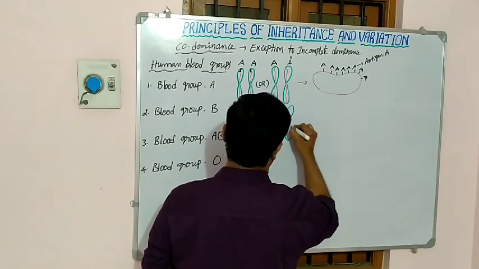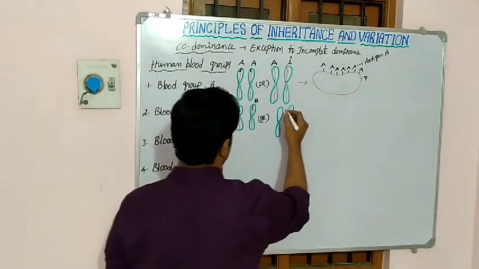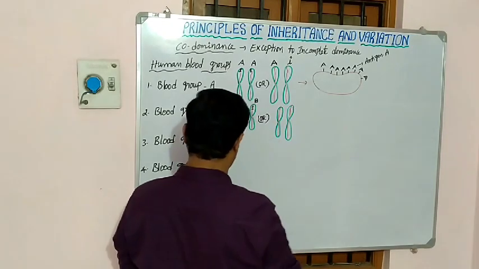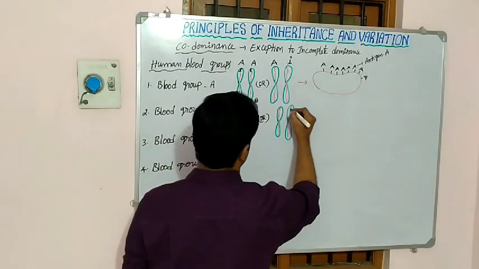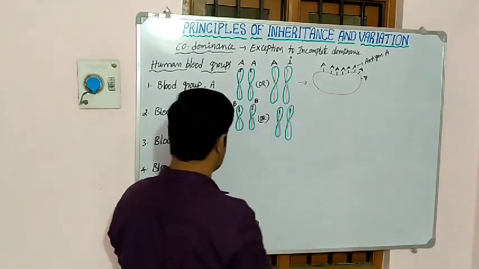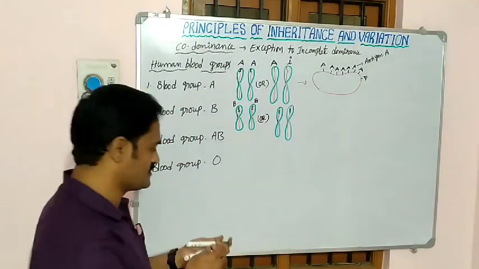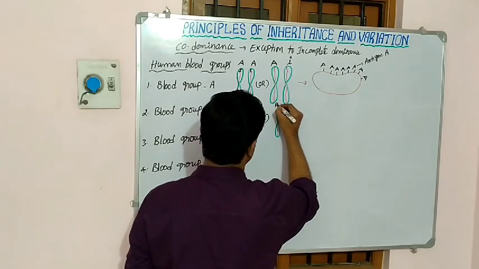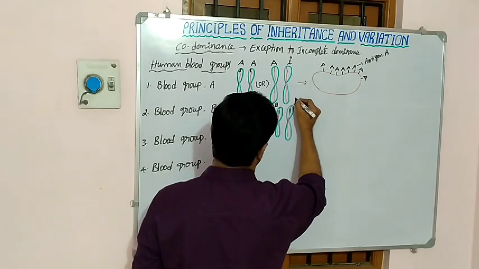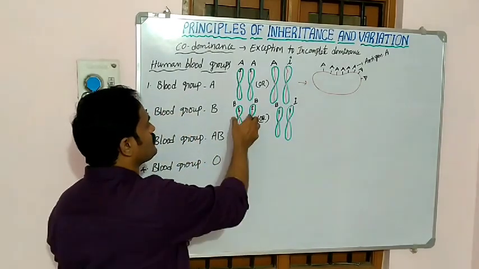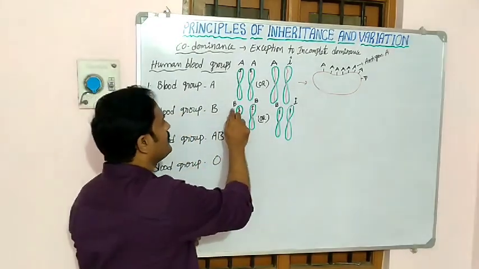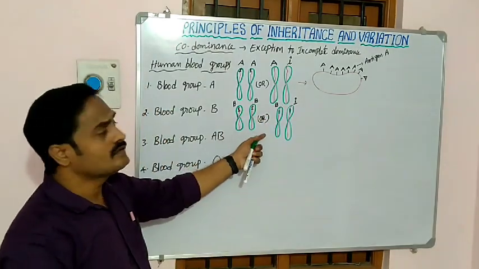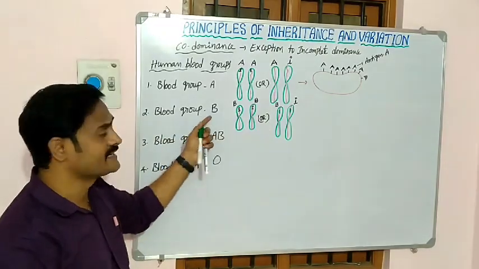Or sometimes, what kind of alleles are also present here? See, these are the chromosomes, and inside the chromosome consists of double-stranded DNA, and a portion of the DNA we call a gene, and this gene consists of two different types of alleles. What are they? One is B allele, and the second one is I allele. So the chromosomes which consist of B allele and I allele, this kind of blood group we call blood group B.